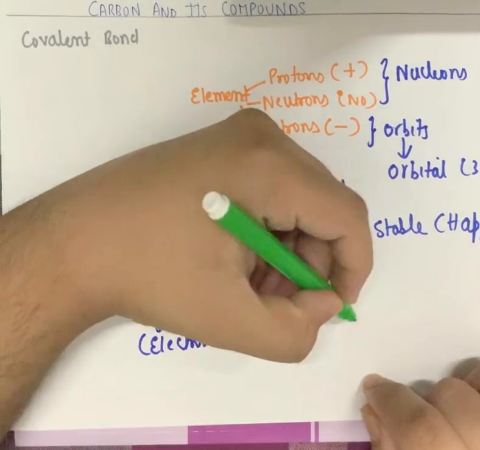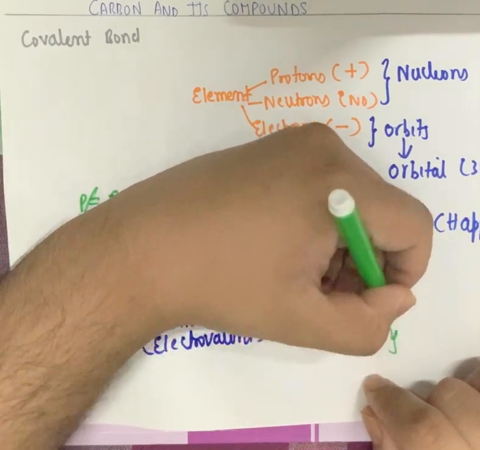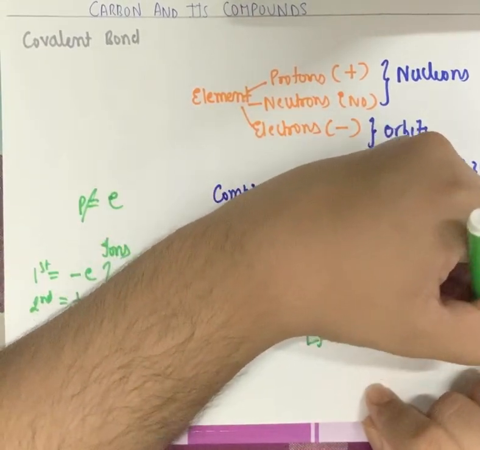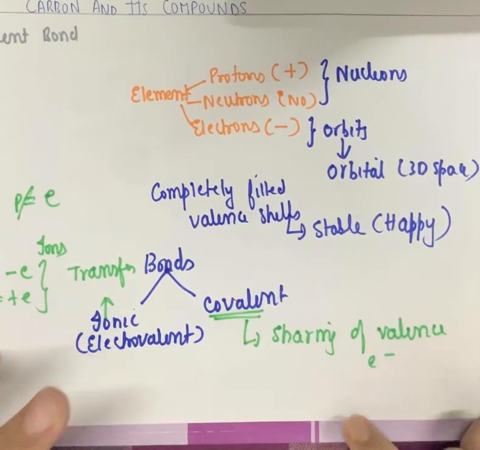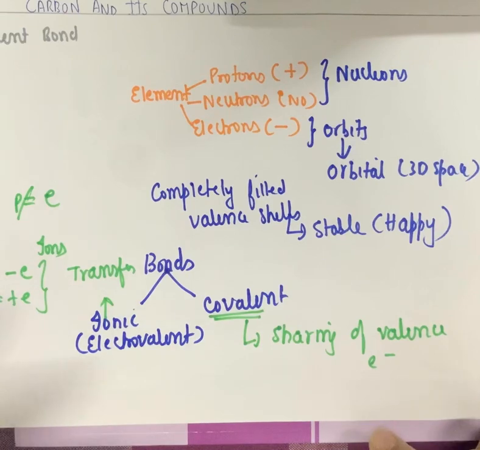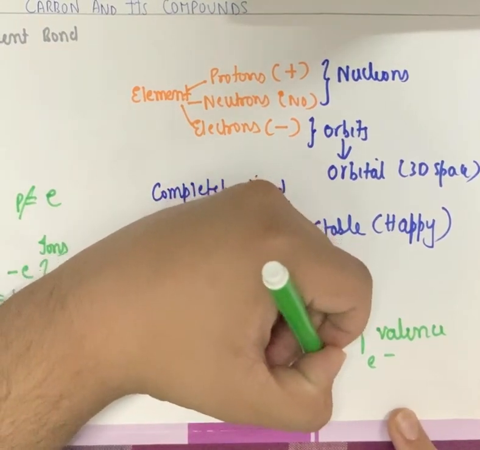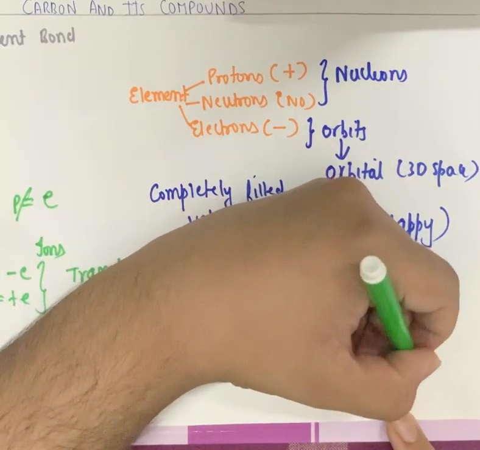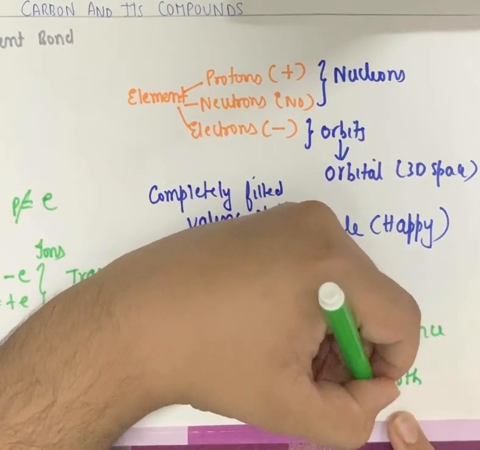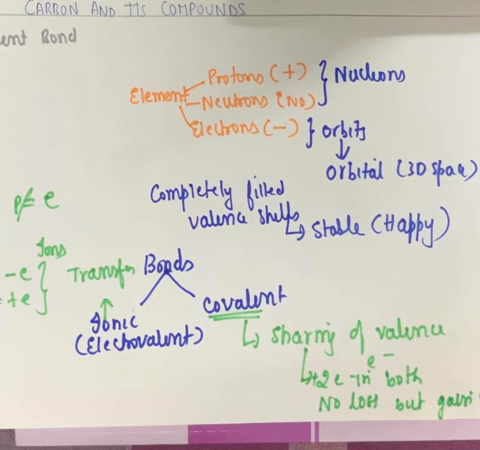Now when we talk specifically about the covalent bond, this is formed by sharing of valence electrons, that means electrons of the last shell. By sharing the electrons of the valence shell, the covalent bond is formed, which means there will be 2 electrons now in both. There will be no gain, no loss of electron, which is very important in the covalent bond.